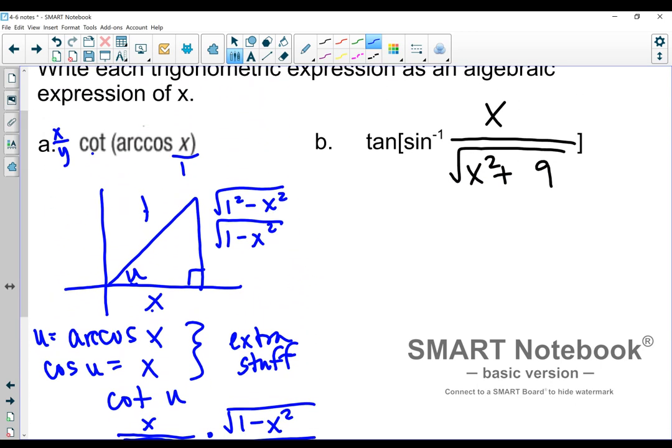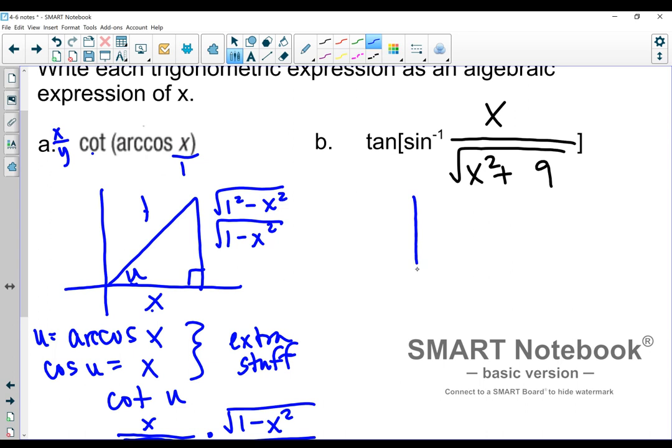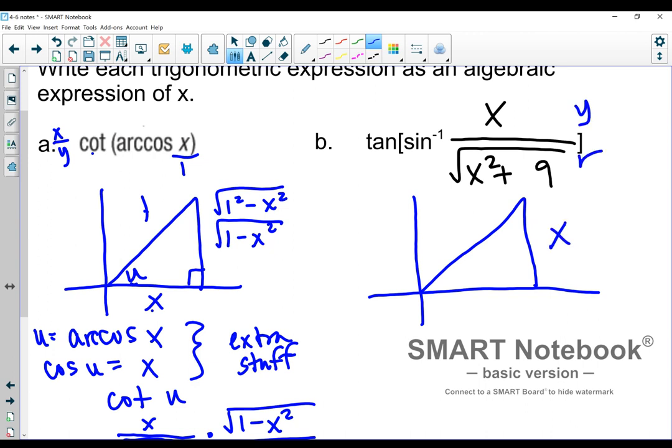So in the next one, we're finding the sine inverse first of this ratio of sides, and then we'll find the tangent of that. So again, this is going to be another one where we don't really care about the angle. We're just trying to build the triangle so we can do the tangent. So I'm going to go ahead and do sine inverse. This is positive, so quadrant 1. So sine is y over r. So this is what I'm talking about. Now my y side is going to be x, and my r side is going to be the square root of x squared plus 9.